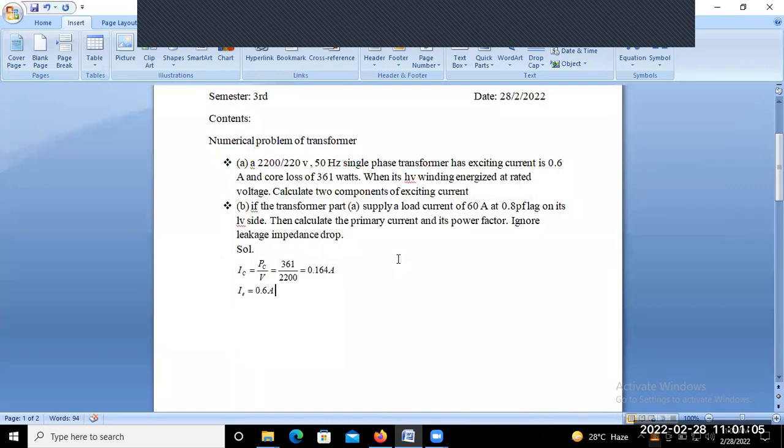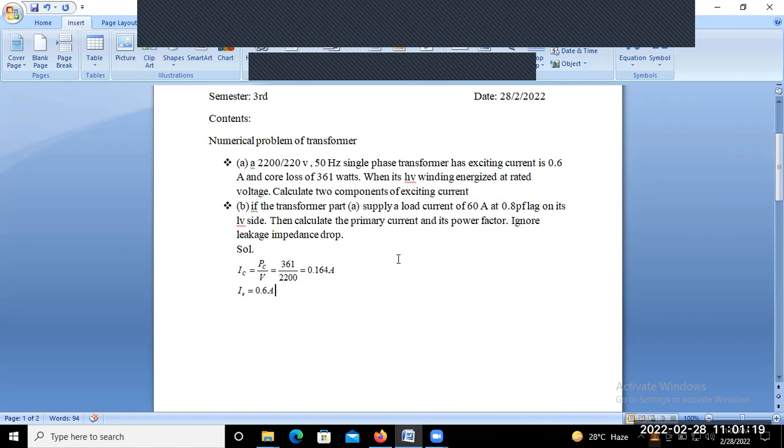So how can we find out the magnetizing current component? You remember the phasor diagram, that means the relation between the exciting current, the magnetizing current and the core loss component current. Exciting current is nothing but the vectorial resultant of the core loss component current and the magnetizing current component.